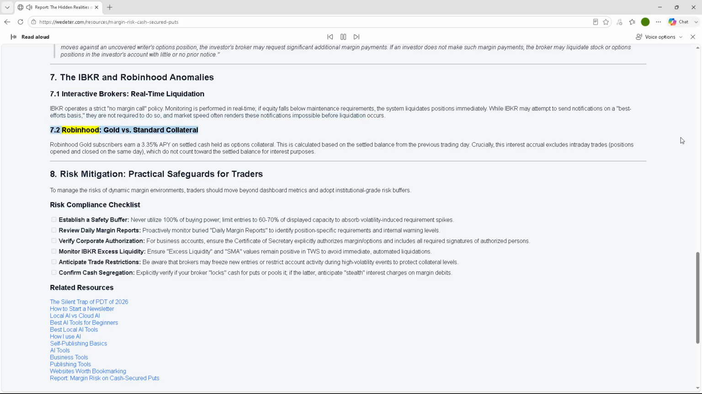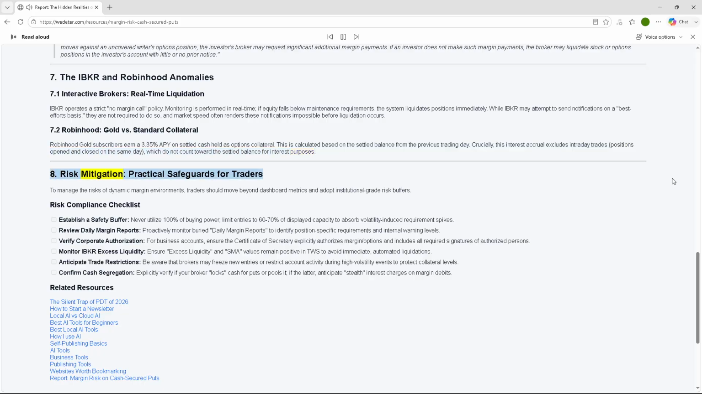7.2 Robinhood. Gold versus standard collateral. Robinhood Gold subscribers earn a 3.35% APY on settled cash held as options collateral. This is calculated based on the settled balance from the previous trading day. Crucially, this interest accrual excludes intraday trades, positions opened and closed on the same day, which do not count toward the settled balance for interest purposes.